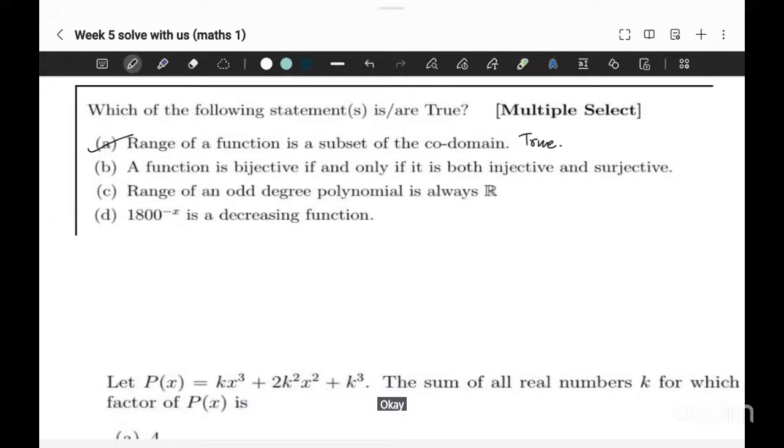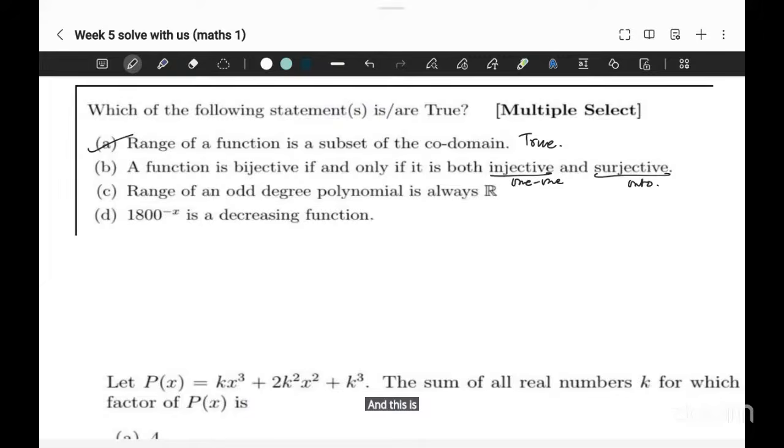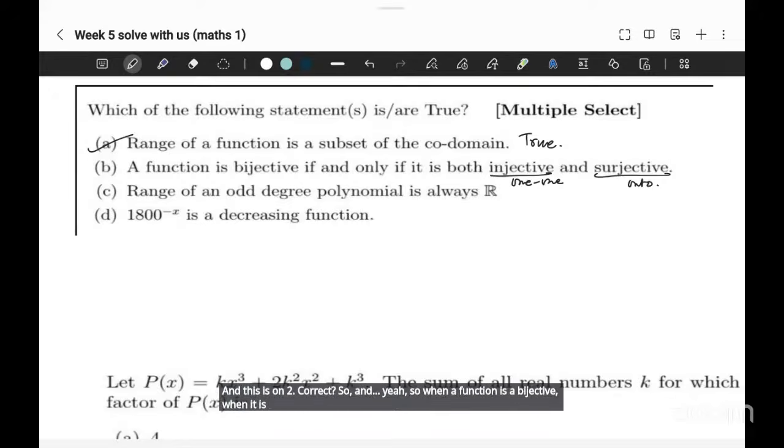Now, the second option is: a function is bijective if and only if it is both injective and surjective. It is true. What is injective and surjective? Injective is one-one and surjective is onto. So when a function is bijective, it is both one-one and onto, right? So this option is also true.